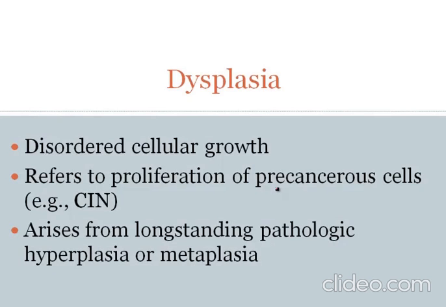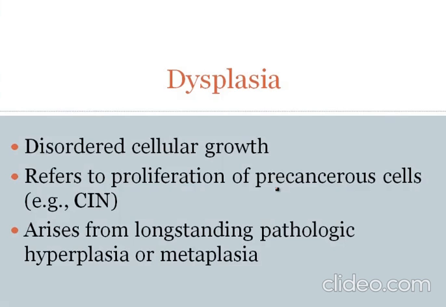The next principle in growth adaptations is dysplasia. And dys means bad and plasia means growth. And the idea with dysplasia is that there is disordered cellular growth. For the most part, the term dysplasia is used to refer to a proliferation of precancerous cells. The classic example of dysplasia is CIN. We're all familiar with this in the cervix, cervical intraepithelial neoplasia. Recall that CIN can be subdivided into 3 types: CIN1, CIN2, and CIN3. And it's important to remember that CIN is actually dysplasia.